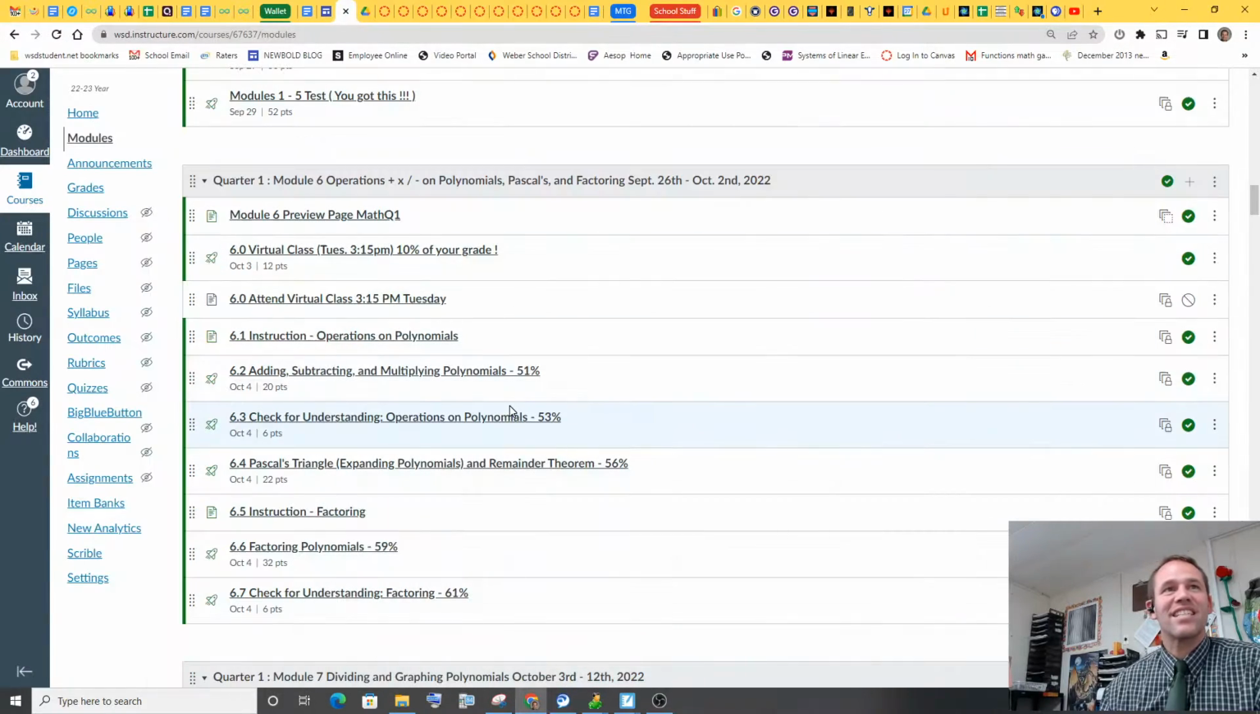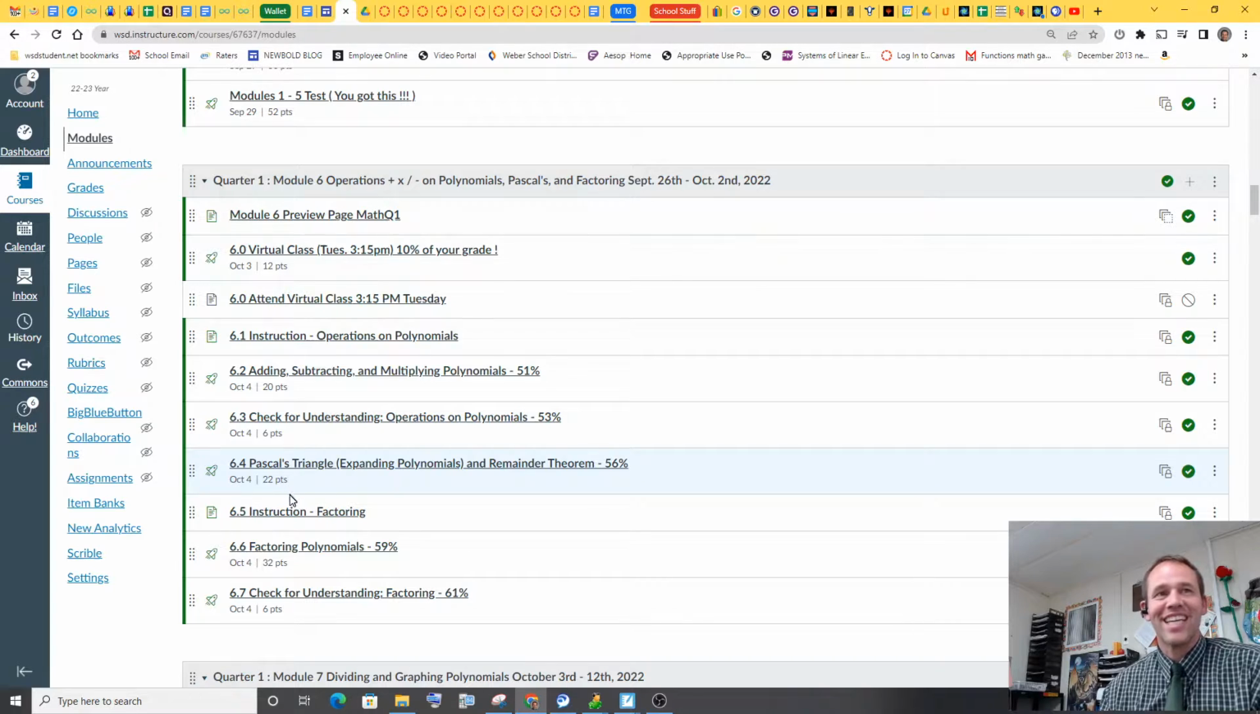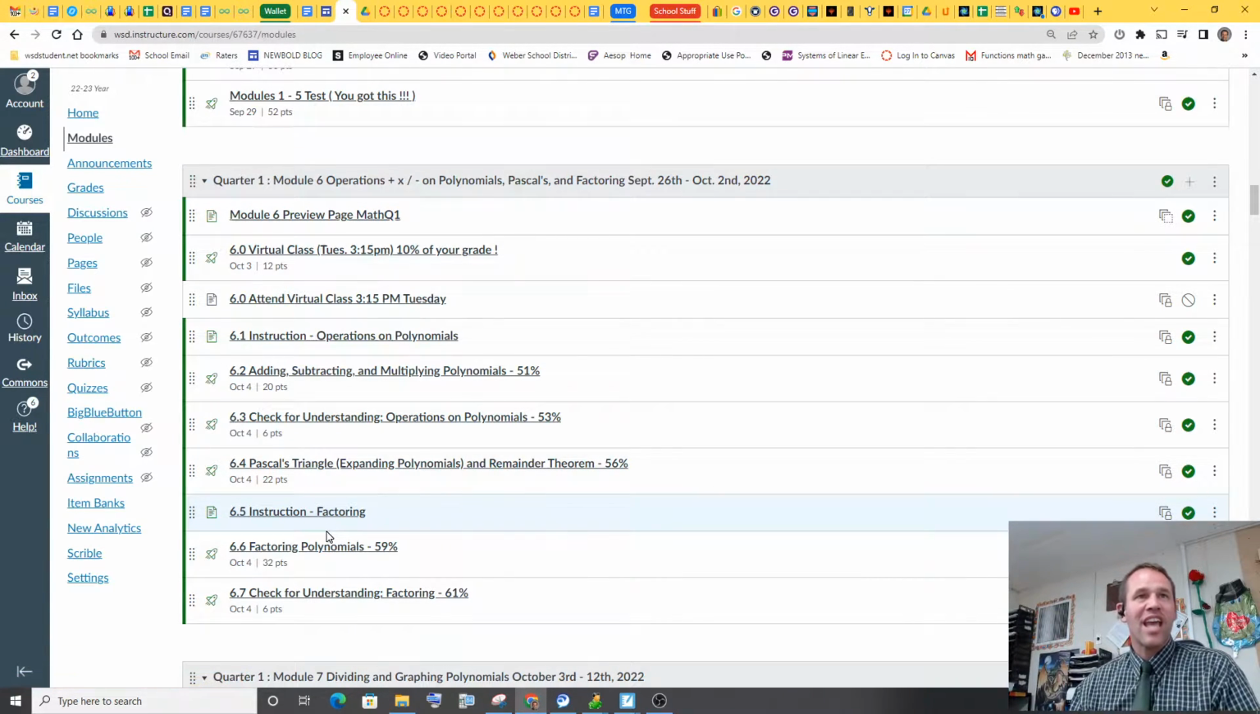So we're looking this week at adding and subtracting polynomials, and multiplying them. We're looking at more multiplying, expanding them with Pascal's triangle. Pascal, a French mathematician. We're also looking at different kinds of factoring polynomials. And so that's what's happening this week.